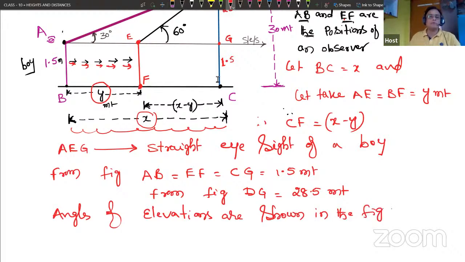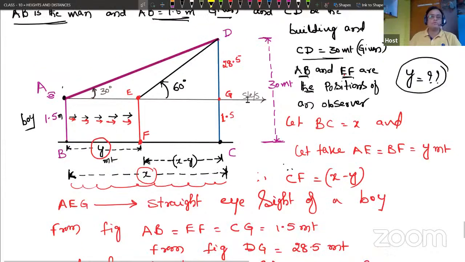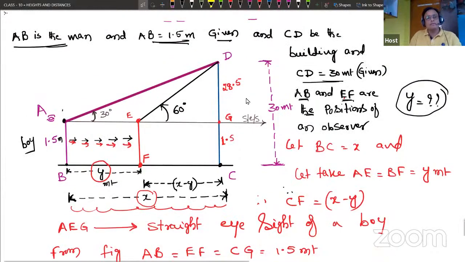Dear students, remember in the diagram, I hope all of you can understand. Here, this distance is x minus y. Then automatically this distance is also x minus y. This distance is also x minus y. Correct? These distances.